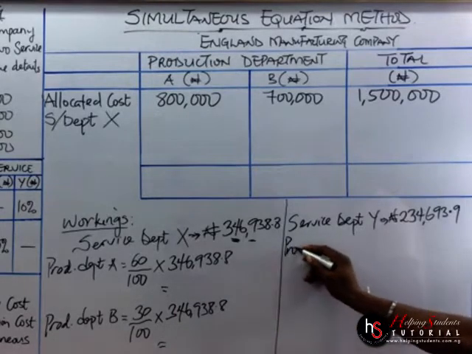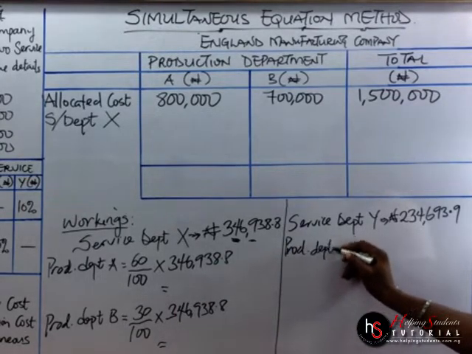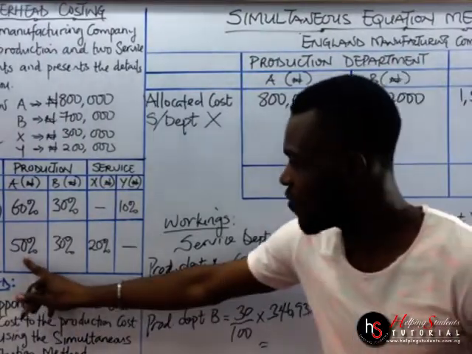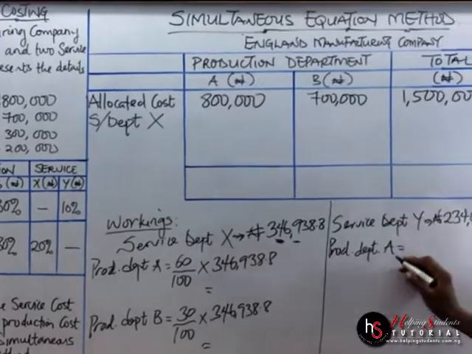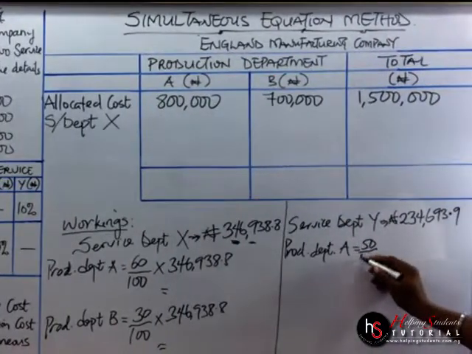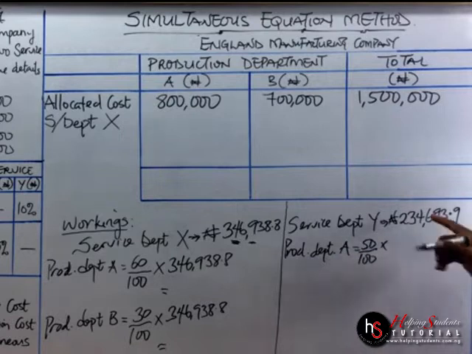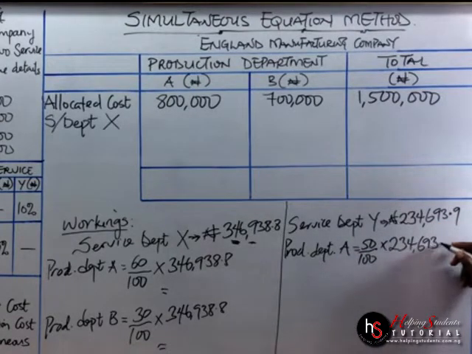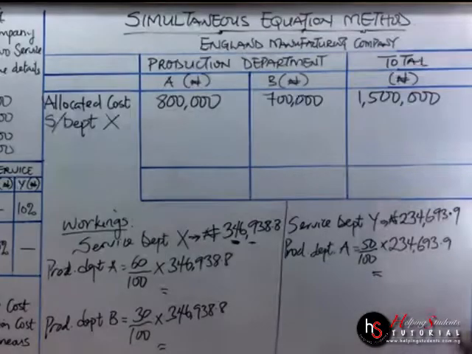We say production department A. How many percent do we have there? We have 50%, right? So we say what? 50 divided by 100 times this value, 234,693.9, and we'll get the answer.